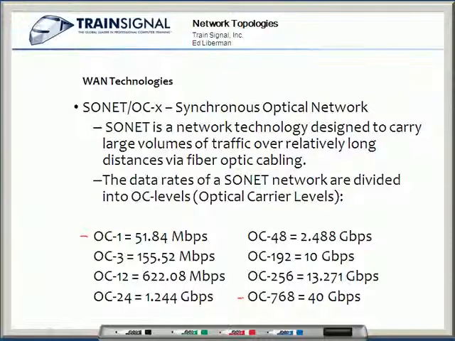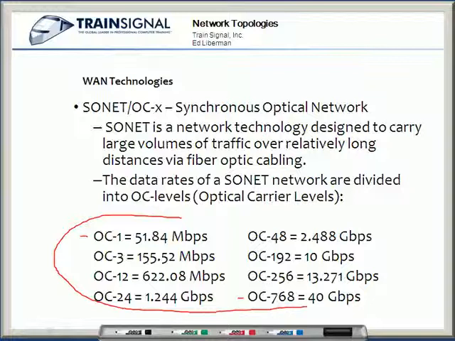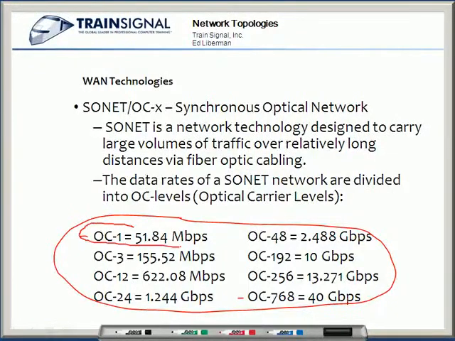Now, the one thing that I will tell you is that you don't really have to worry about memorizing a chart like this. Okay, and the reason why is because all you really have to do is take OC1. So if you just know that OC1 is 51.84 megabits per second, and you just multiply it by whatever number we're talking about. Like OC3 is just 51.84 times 3 to give you 155.52. Okay, so you don't have to memorize the whole chart. I just wanted you to understand that there are many different optical carrier levels involved with SONET networks.